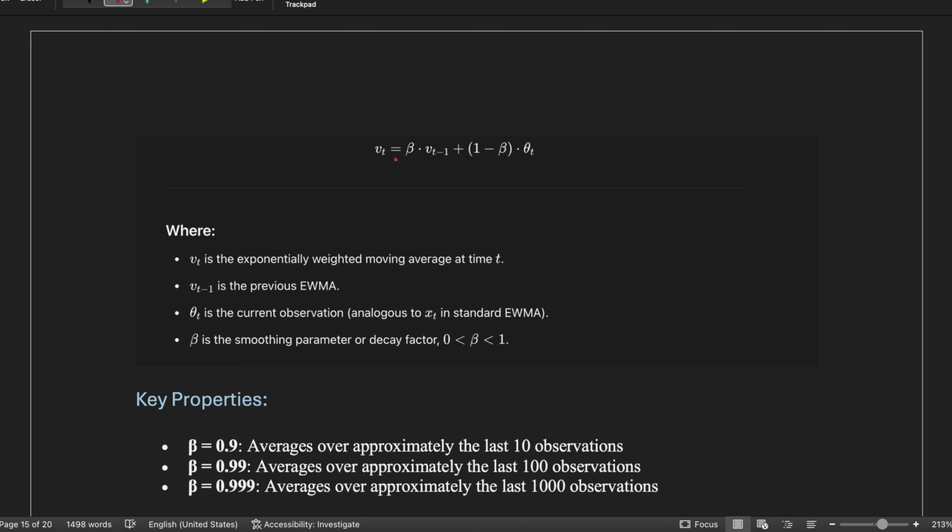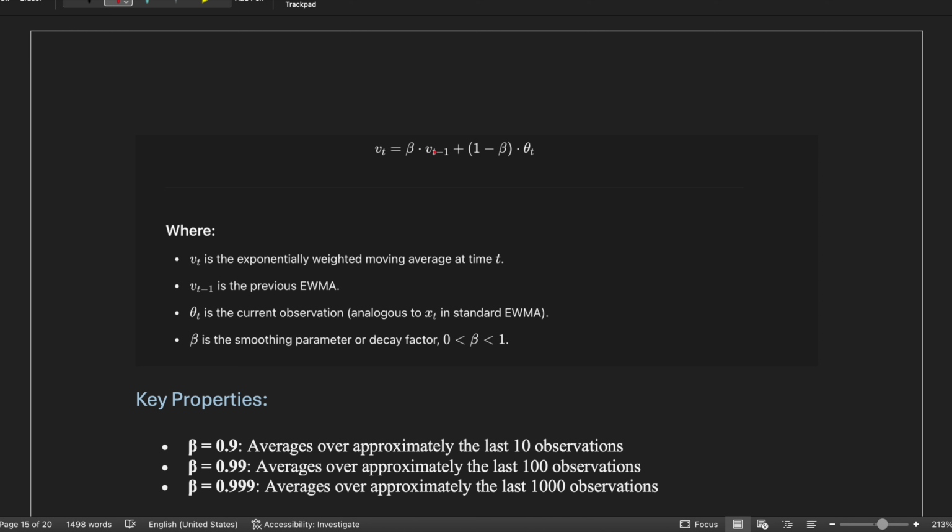Again, V_t you can consider as a velocity, but here it is the exponentially weighted moving average at time t. There we consider it as velocity, but here it is the exponentially weighted moving average, which you will be calculating. And theta t is our input value. So theta t is the current observation, analogous to x_t in standard EWMA. V_(t-1) is the previous EWMA.